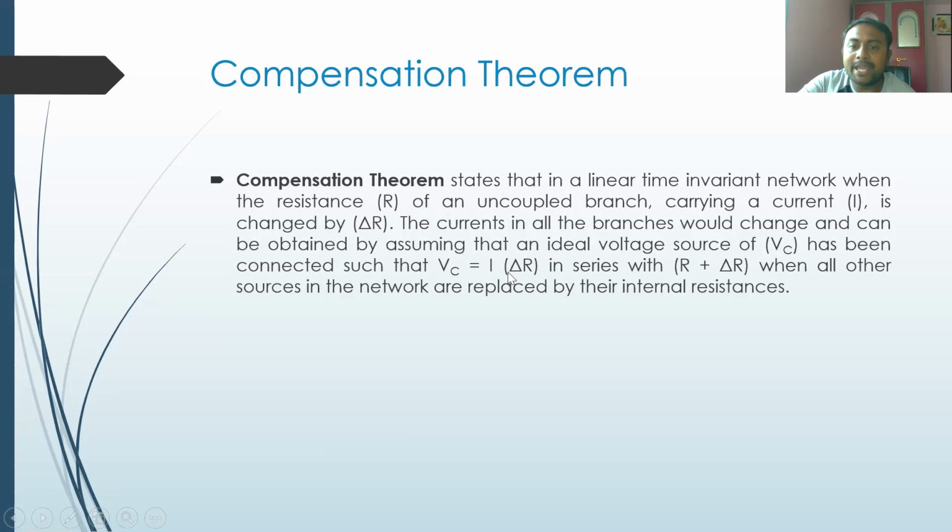That means we have to replace the total R plus delta R with the current flowing in the previous one, multiplied by the change in resistance delta R. So V equals IR. We place that VC in series with R plus delta R when all the sources in the network are replaced with their internal resistances. If internal resistance is not known, all the voltage sources are replaced with a short circuit, and all the current sources are replaced with an open circuit.